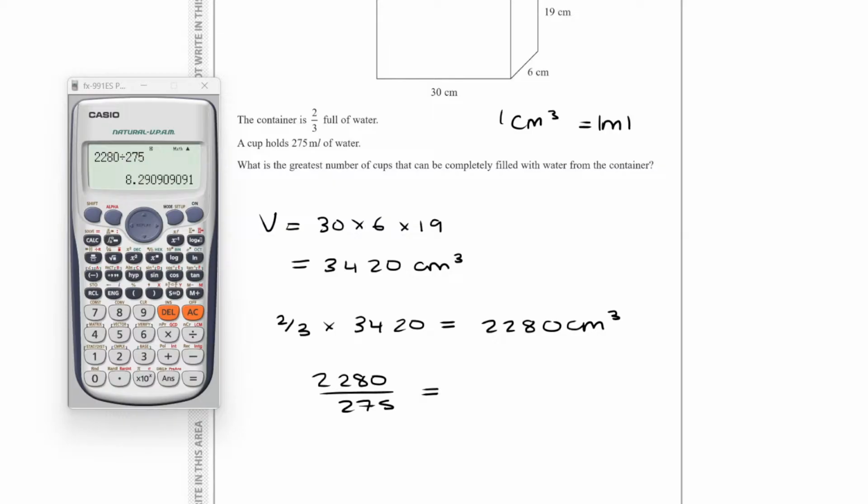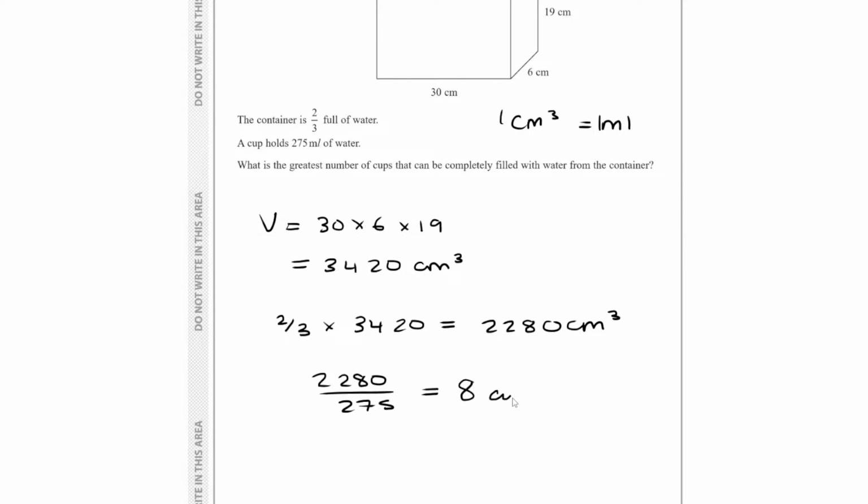I'm just pausing because I think my thing reloaded. Hopefully it's not breaking up for you. Yeah, so it'd only be 8 cups, because technically we can fill 8.29 cups, but obviously that 0.29 cup isn't full, is it? 8 cups.